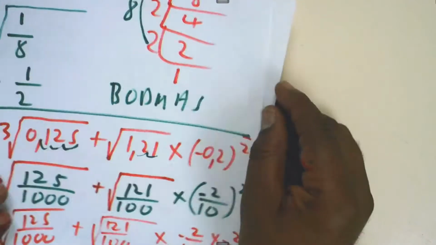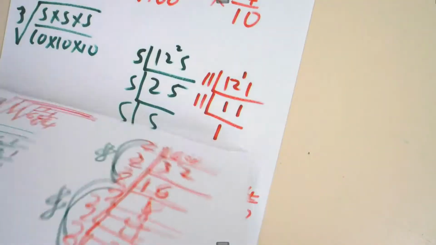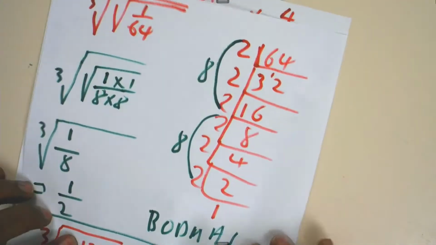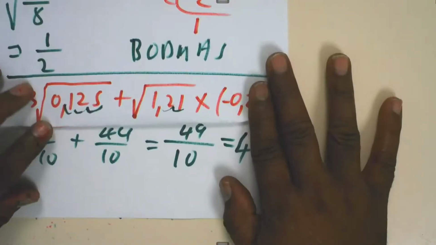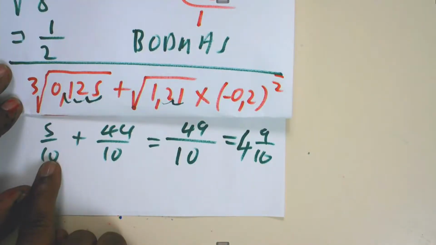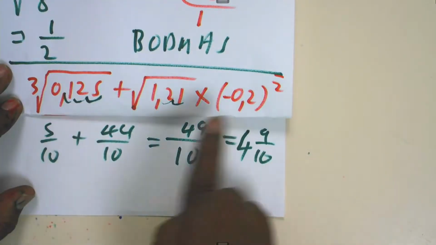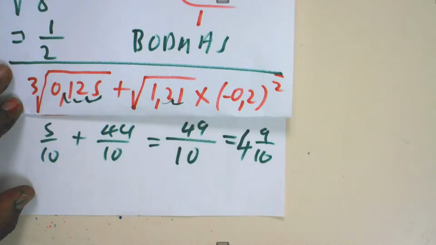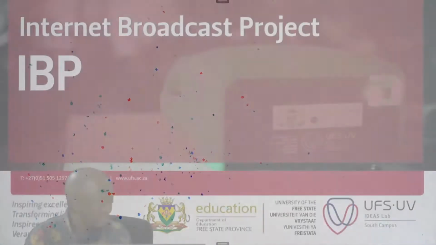Where does it come from? That's very important to always remind ourselves. This is where it comes from. 4 9 over 10. That's our answer. So my advice: change your decimal fractions into common fractions.